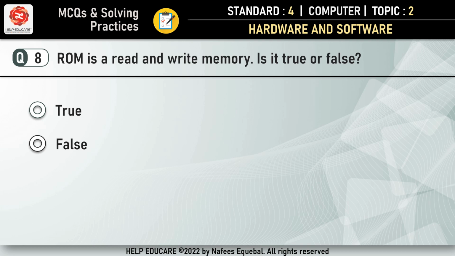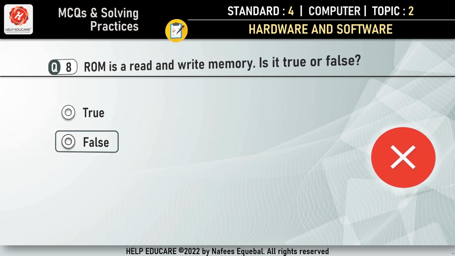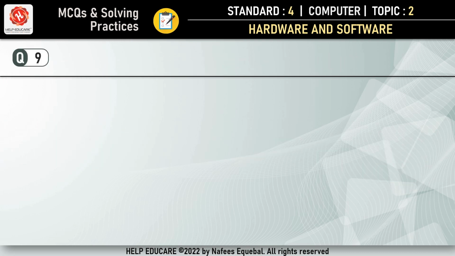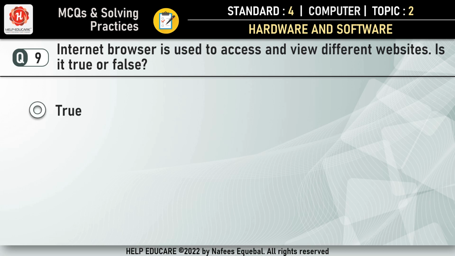Answer will be displayed in 10 seconds. Correct answer is, it is false. ROM is read-only memory. Question number 9. Internet browser is used to access and view different websites. Is it true or false? First option, it is true. Second option, it is false.